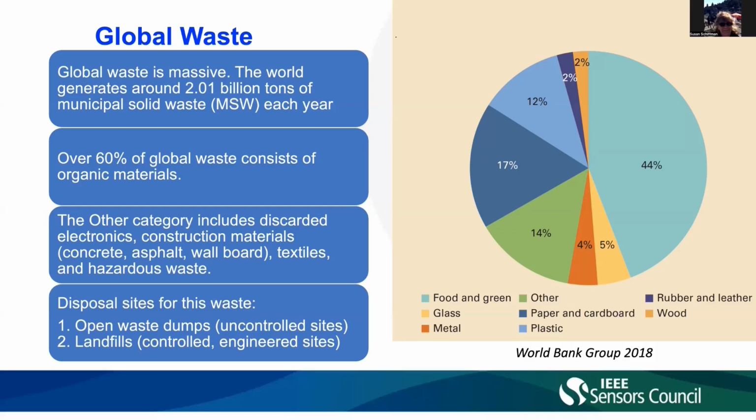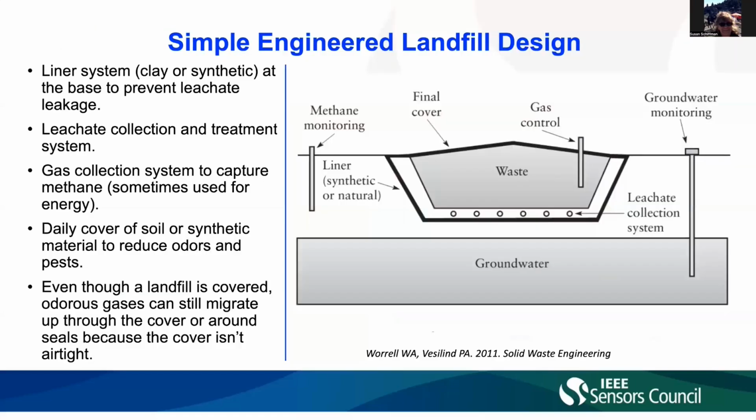So this waste goes into two types of areas. One is open waste dumps, where there are no controls whatsoever. Things are just dumped into those sites. And the other is landfills, and these are more controlled and engineered sites.